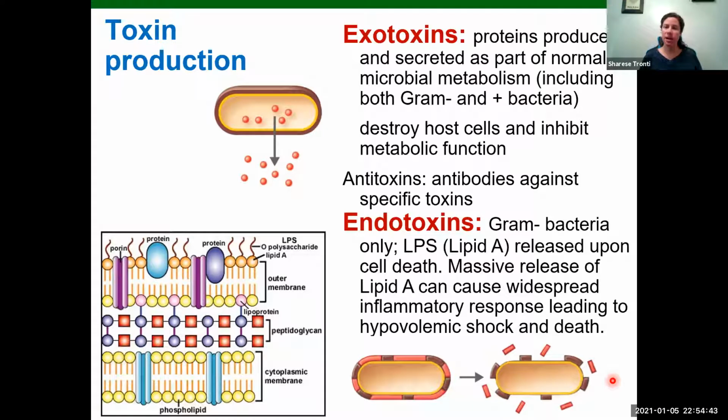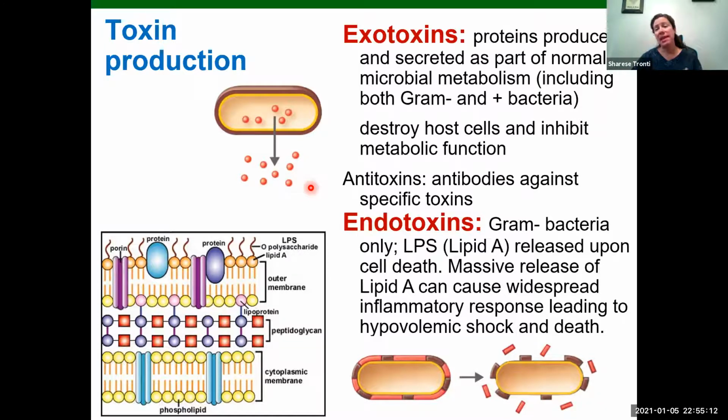Both gram-positive and gram-negative bacteria can produce exotoxins, as well as other types of microbes, like fungi. And since the exotoxins are outside of the cell, they can be neutralized by antitoxins. These are antibodies against those toxins that will neutralize them and their effects.